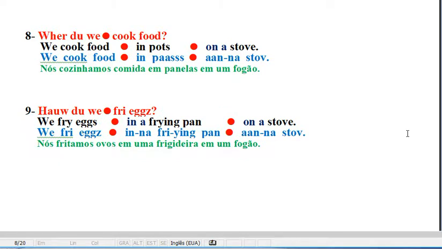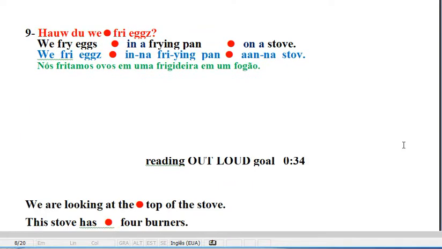Line 9. We fry eggs in a frying pan on a stove. How do we fry eggs? We fry eggs in a frying pan on a stove.